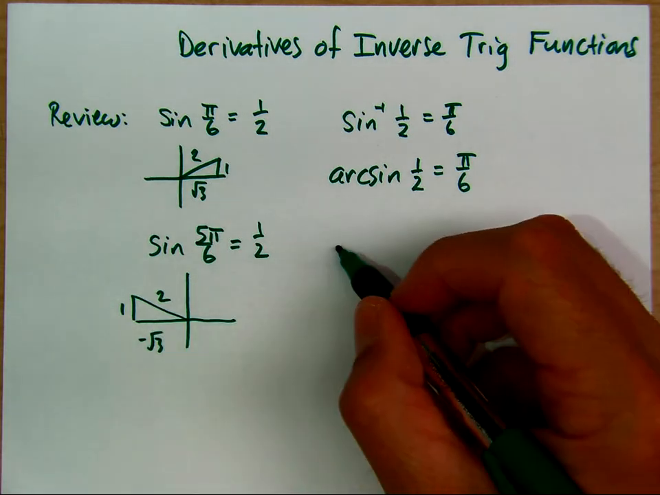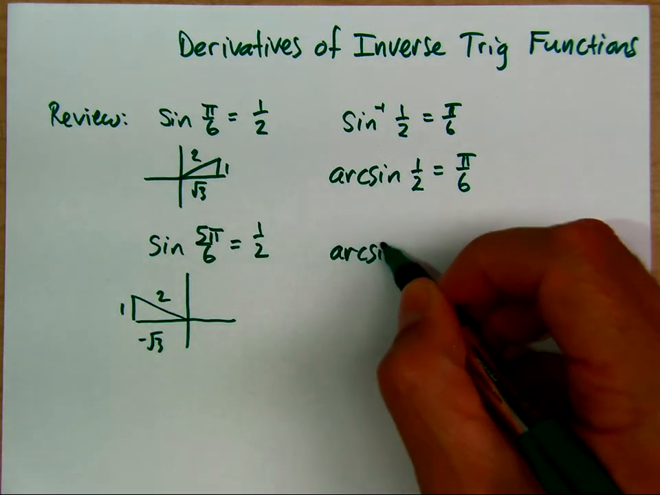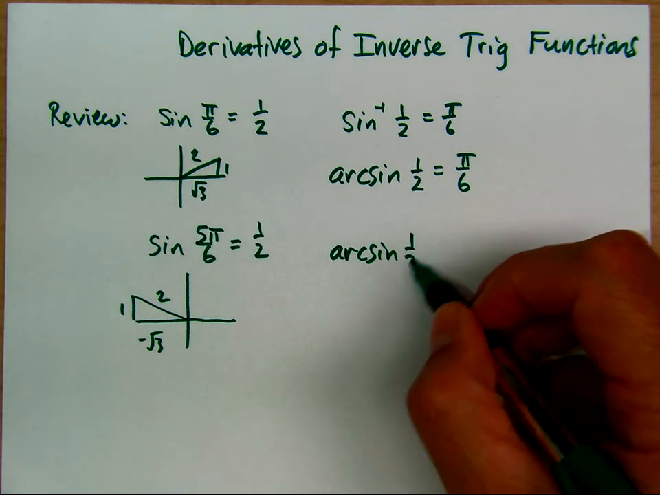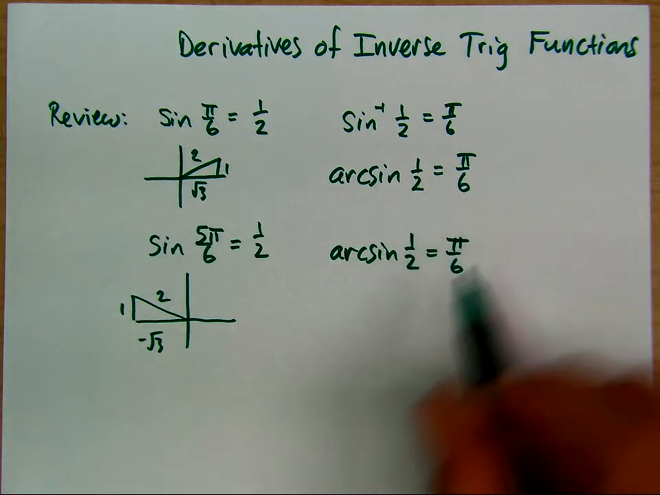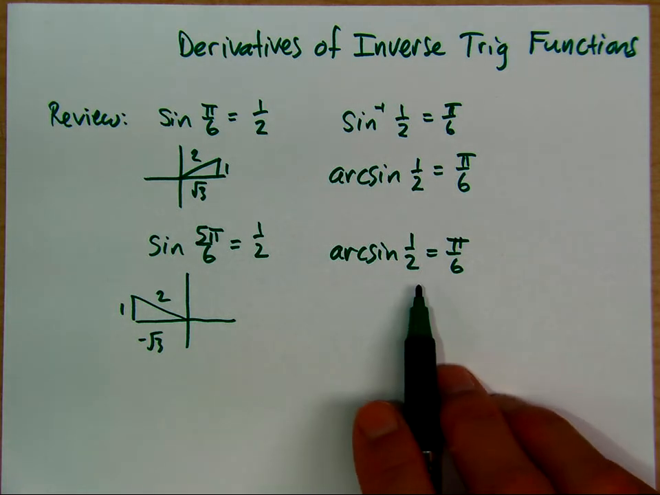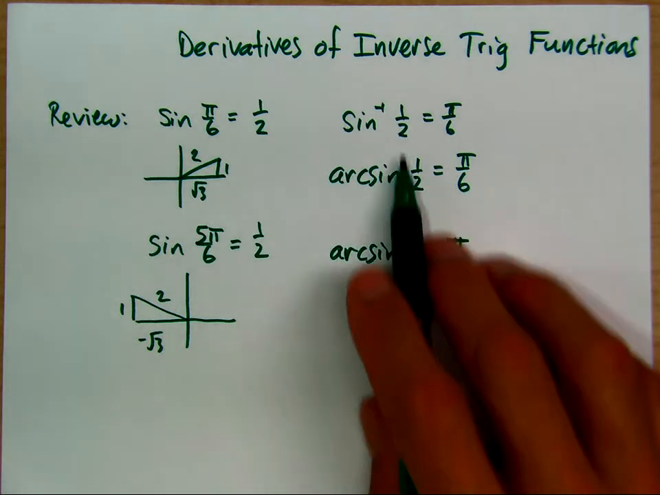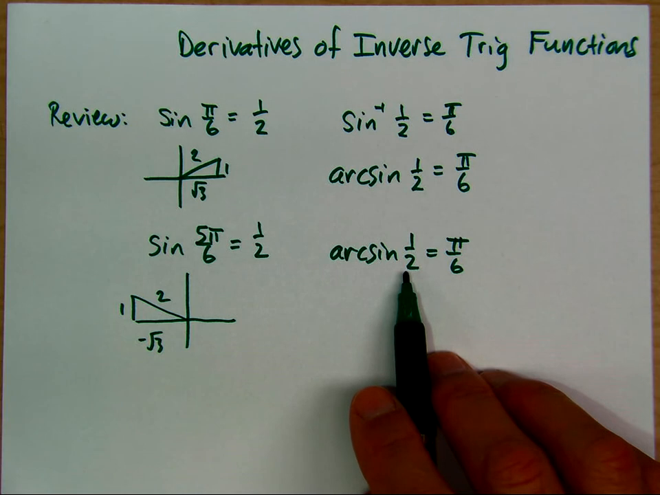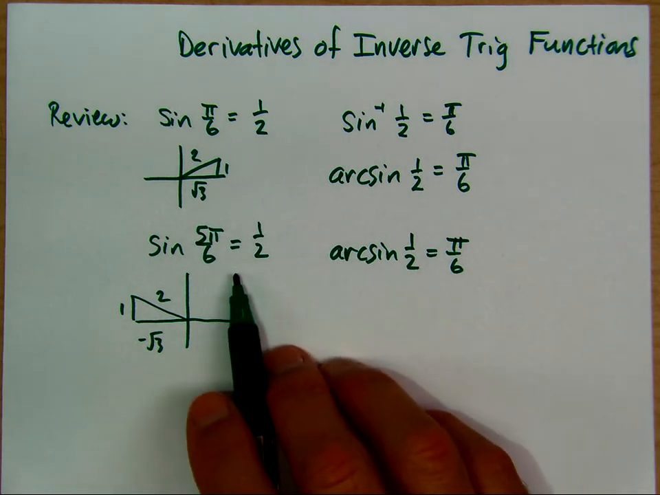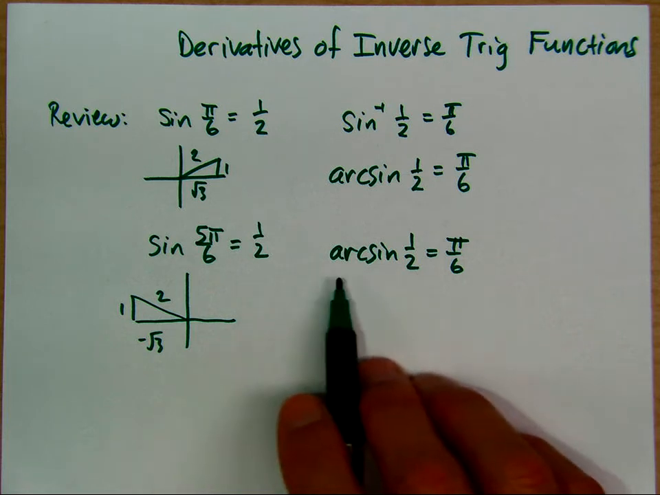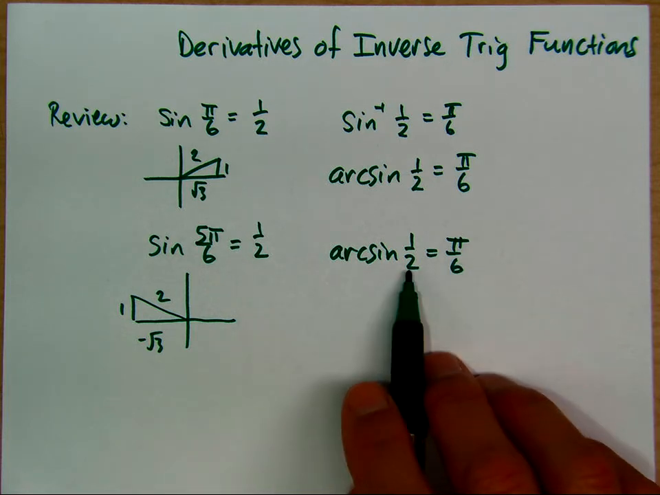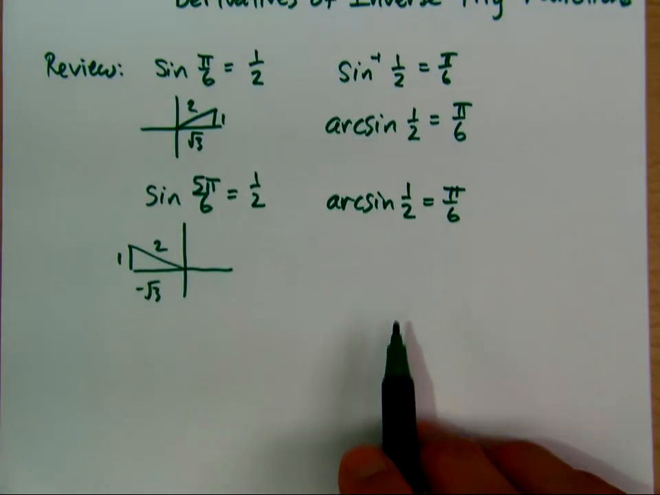But when we do inverse or arc sine of 1/2, we still have pi over 6. And this is just showing that the range of inverse trig functions is restricted, because we don't want to make it not a function. We can't have more than one y value for each x value, and we'll see that in the next example.